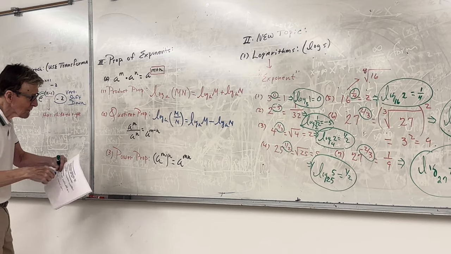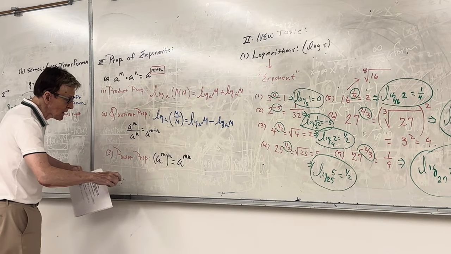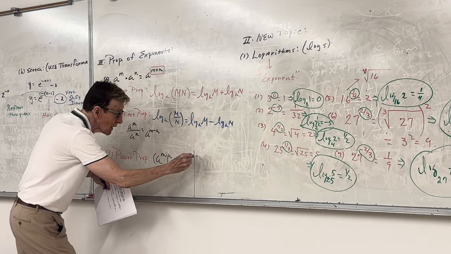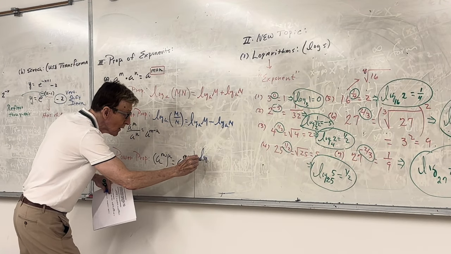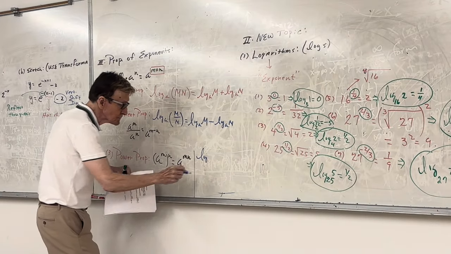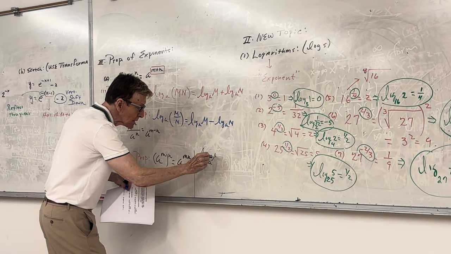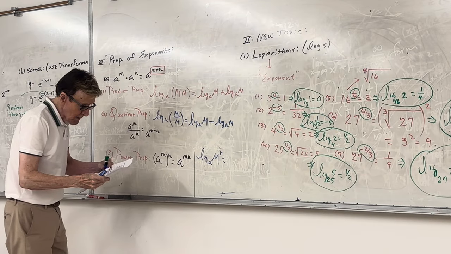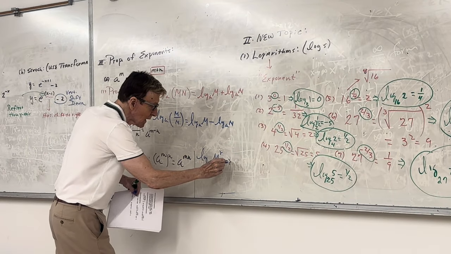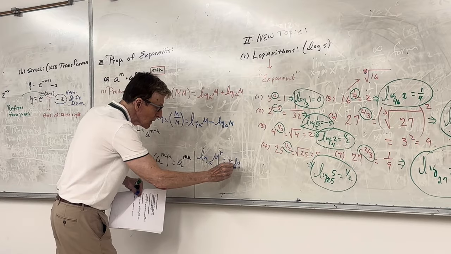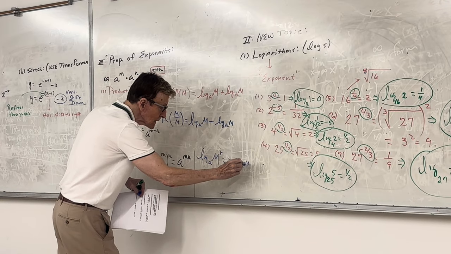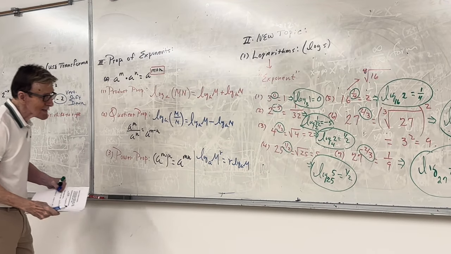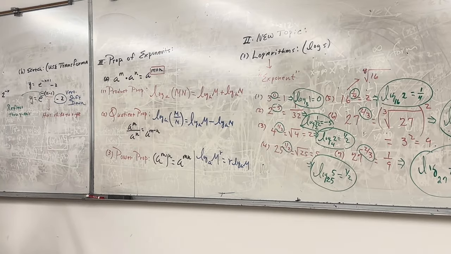I'm using the way your textbook did it. Log, I'll put it on the side here. Log base A of m raised to, they chose to use an r for the exponent, I'll use r, can be written as r times log base A of m. And they identified that as the power property.